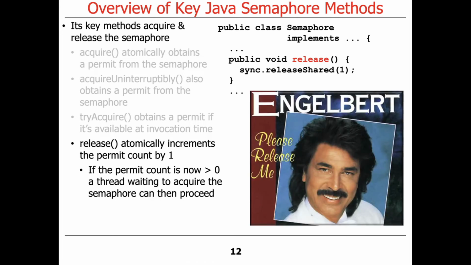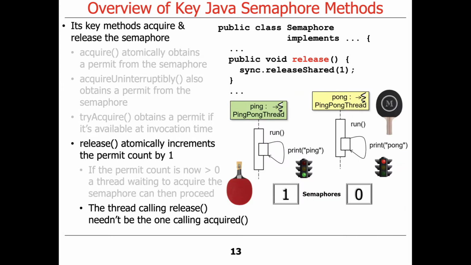The semantics work like this: if the permit count is now greater than 0, a thread that's waiting to acquire the semaphore can then proceed. And the thread that's calling release need not be the thread that called acquire. So in other words, semaphores need not be fully bracketed. They might be fully bracketed, and in particular for our programming assignment with the Palantir manager and the simulation with the beings, we use the semaphore in a fully bracketed manner, but that's not necessary. And we'll take a look at another example shortly that uses two binary semaphores, where the threads take turns acquiring and releasing each other's semaphores.